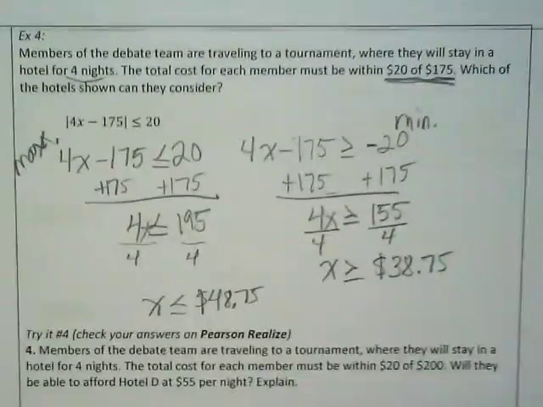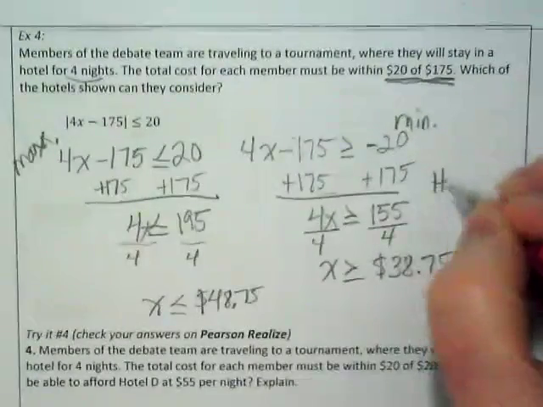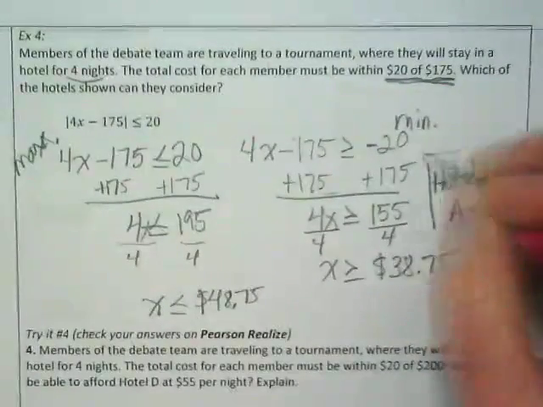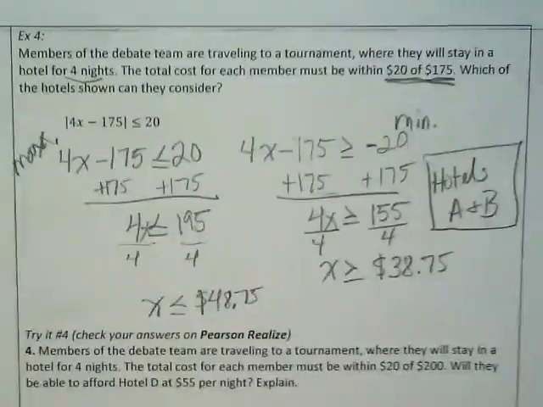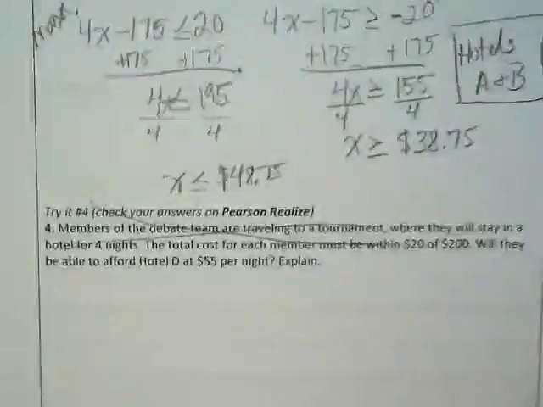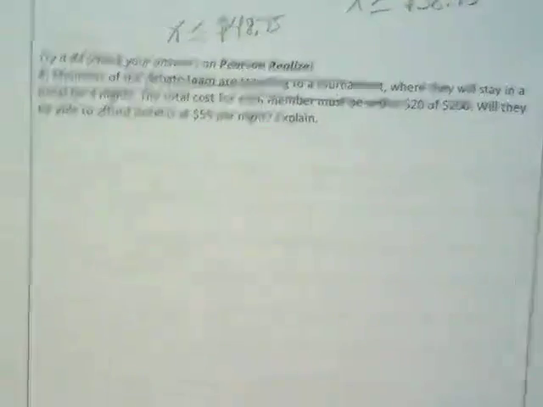So take a look at those hotels. Of A, B, and C, which are hotels that they could afford to stay in with the parameters that they've been given? Hotels A and B. With that, instead of trying it, I want us to do some example problems together. So cross this off, and we're going to use the space below it to do some work.